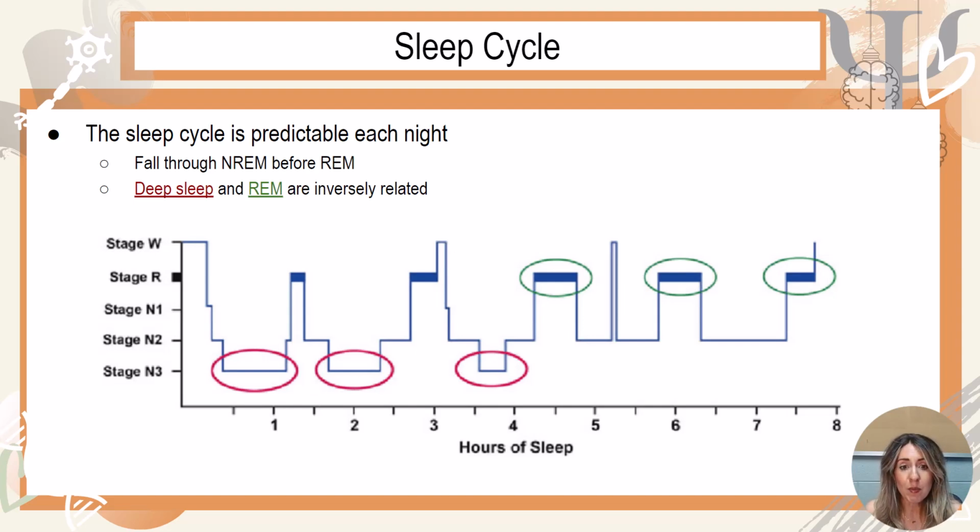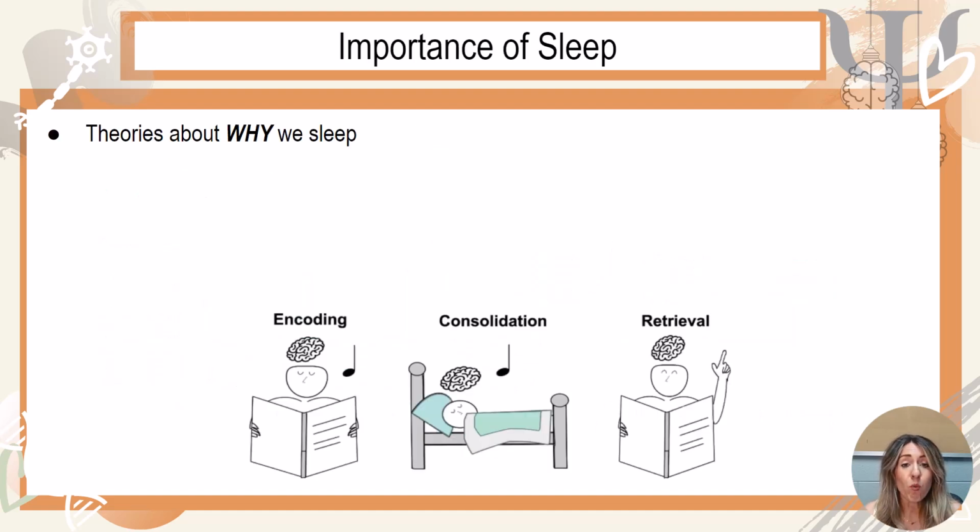The other thing to notice about this sleep chart is that our deep sleep, that slow wave sleep, a lot of it happens in the beginning of the night, versus at the end of the night you have more of that REM sleep. So they are what we call inversely related: more REM at the end of the night and more deep sleep at the beginning of the night. Okay, so why do we sleep?